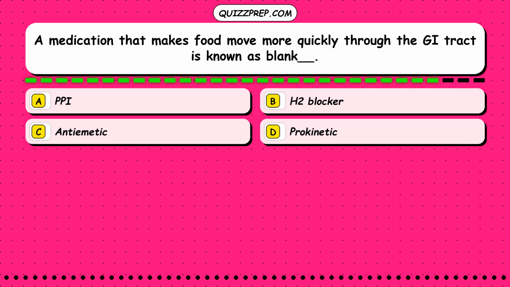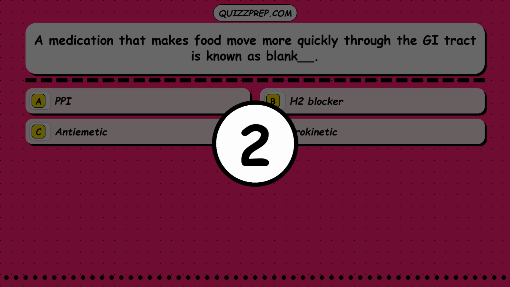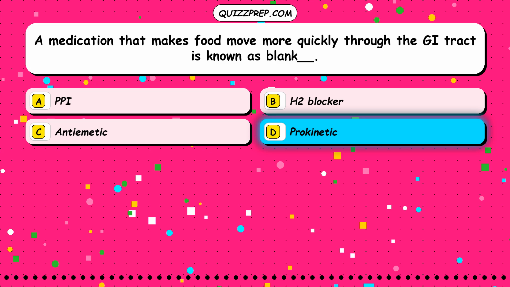Question 122. A medication that makes food move more quickly through the GI tract is known as blank blank. Option A, PPI. Option B, H2 blocker. Option C, antiemetic. Option D, prokinetic. The correct answer is option D, prokinetic.